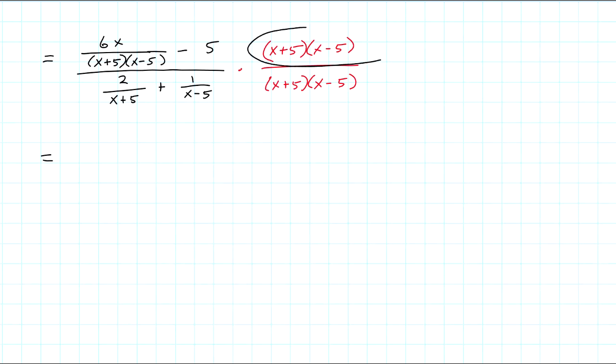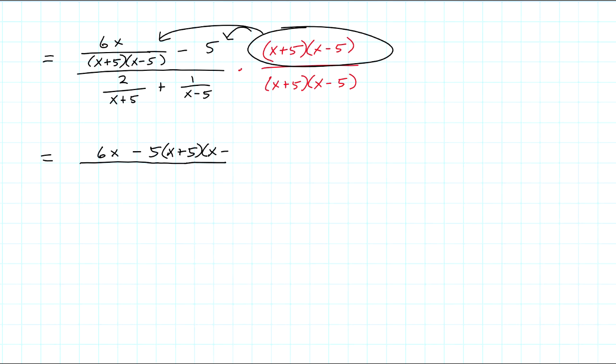So we'll go ahead and take the x plus 5, x minus 5, and distribute it across the subtraction on top. When it goes to the first, both the x plus 5 and x minus 5 cancel, leaving us with a 6x. In the second one, though, we have a minus 5 times all of that, and there's nothing to cancel either, so both of them will be brought over. So we have 6x minus 5 times x plus 5 times x minus 5.